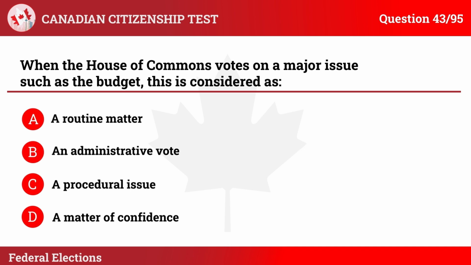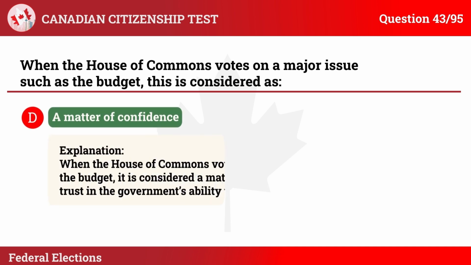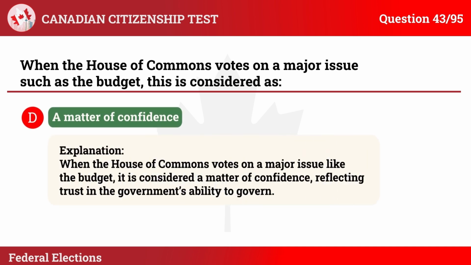The correct answer is D. A matter of confidence. Explanation: when the House of Commons votes on a major issue like the budget, it is considered a matter of confidence, reflecting trust in the government's ability to govern.